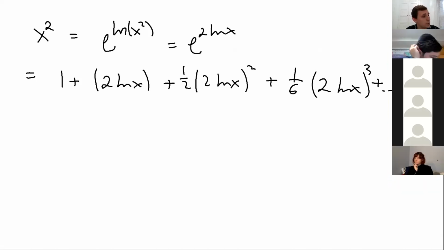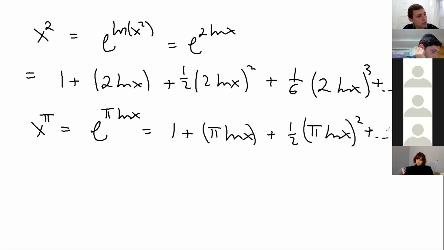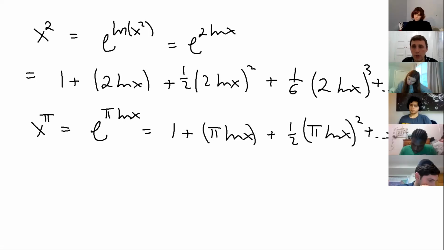I can define x to the power of pi to mean e to the power of pi ln x, and that would simply be then 1 plus pi ln x plus 1/2 (pi ln x) squared and so on and so forth. Clear? I can make sense of e to the power of pi this way. That's not the only way to make sense of it, but that's one way. Are you understanding me so far?